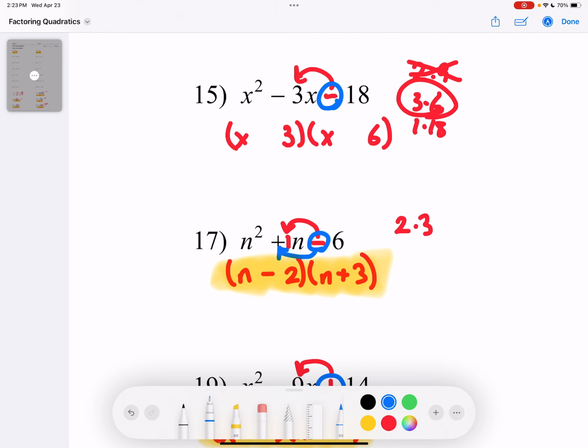So because of that sign, we are in conflict, so we look here, and the bigger number gets the minus. So the 6 gets the minus, the 3 gets the plus. And that's how you do that worksheet.